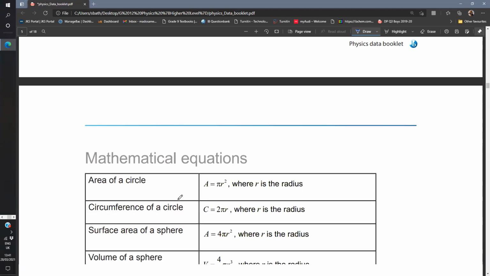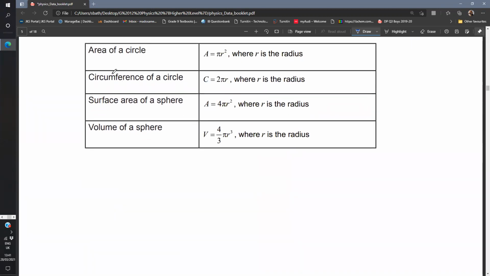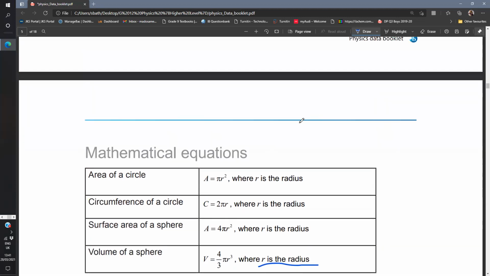So starting off, we have these equations: the area of the circle, circumference, etc. A stands for the area, C stands for the circumference, V stands for volume, and R is the radius. These equations are going to be helpful when you solve equations in chapter 6 and 10.